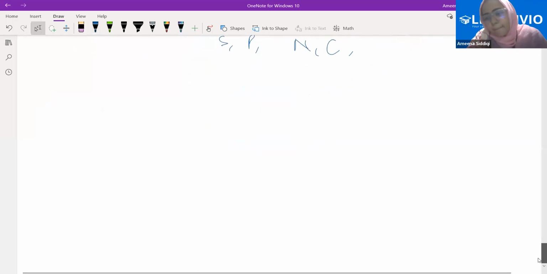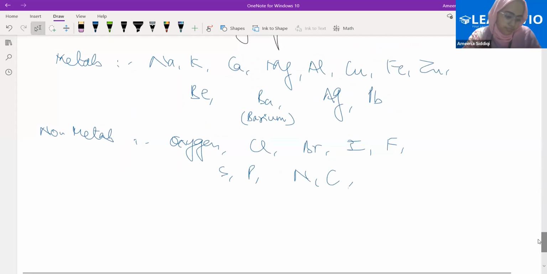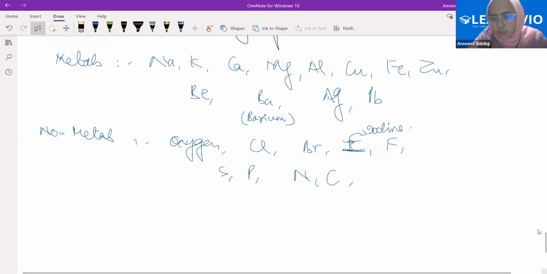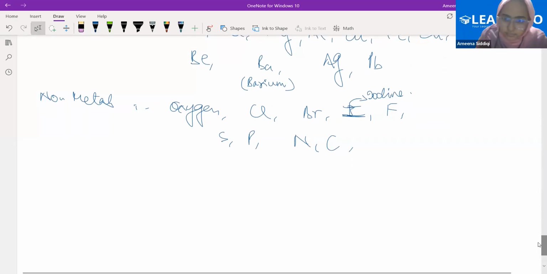Is it clear, beta? Can you scroll down? What is I again? I is iodine, and F is fluorine. And what's S and P? S is sulfur, P is phosphorus. N is nitrogen, C is carbon. Done? Okay.